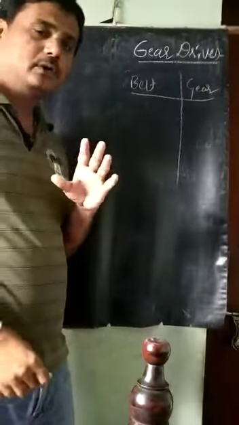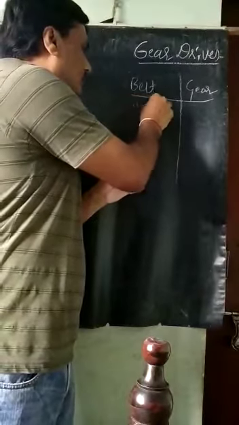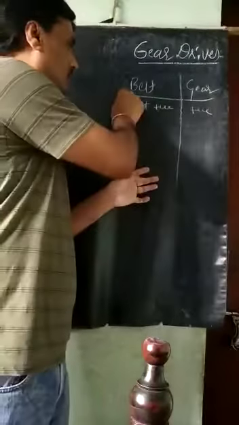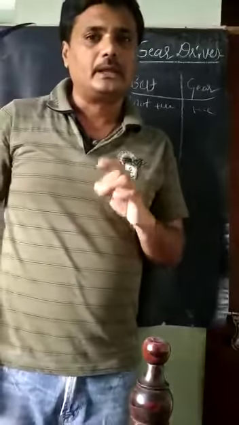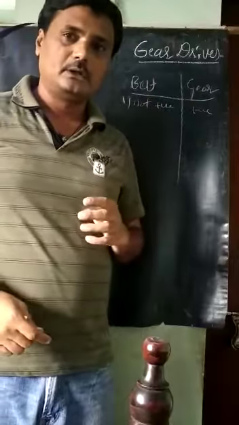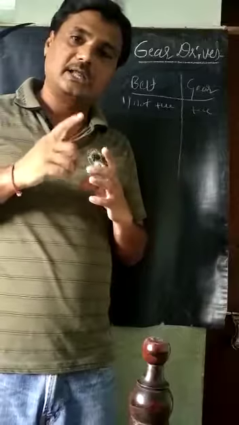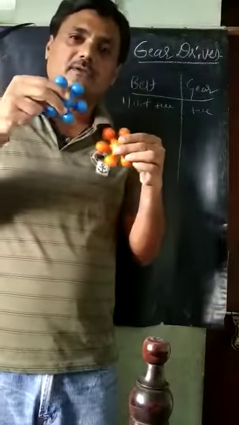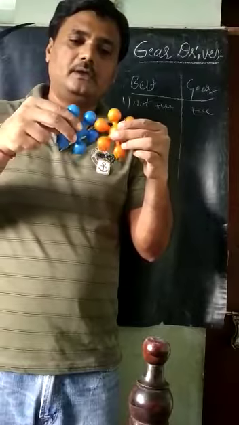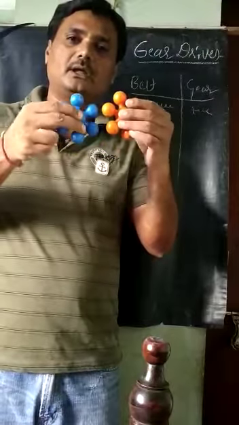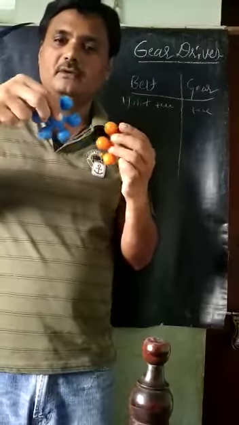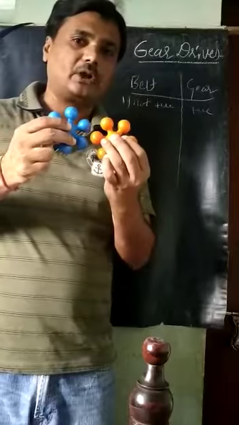First one, as I have told, this is not a positive drive, and this is the positive drive. What is the meaning of this? In the case of a positive drive, both gears, driver as well as follower, are engaging, means they are touching each other. If this is the driver and this is the follower, once the driver starts rotating in one direction, the follower will start rotating in the other direction. Means if it is clockwise, it becomes anti-clockwise.